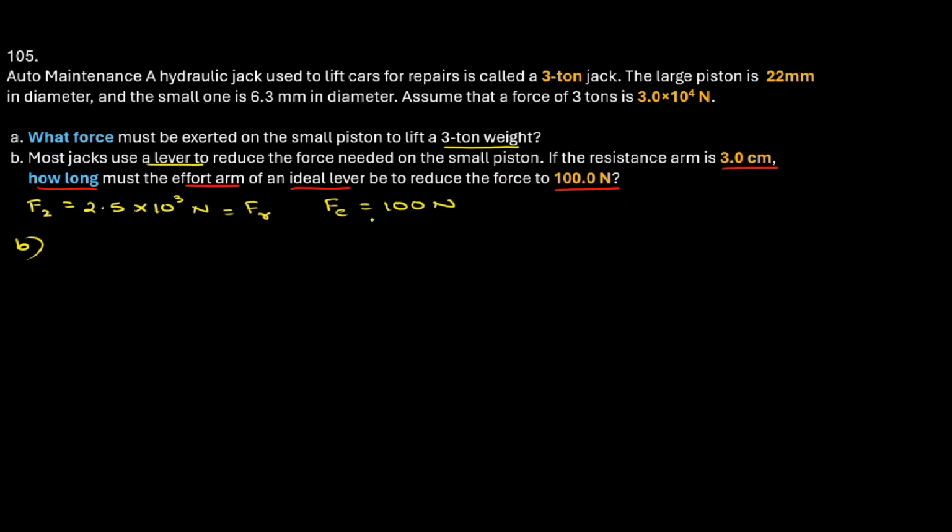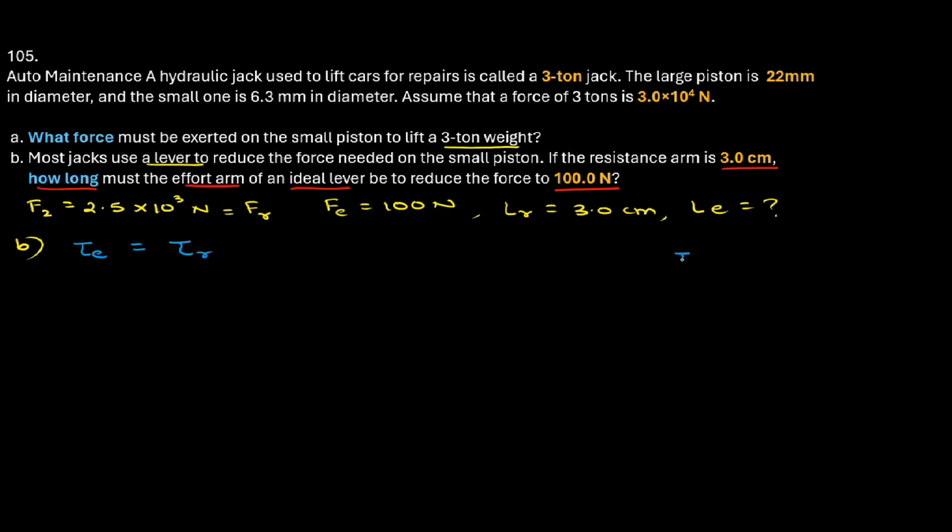I should be able to apply only 100 Newton to lift a weight of 2.5 times 10 to the power 3 Newton. So if the length of the resistance arm, which is LR, equals 3 centimeter, what should be the length of the effort arm? Now for an ideal lever, in order for us to lift this weight, the torque exerted by the effort arm must be equal to the torque exerted by the resistance arm.